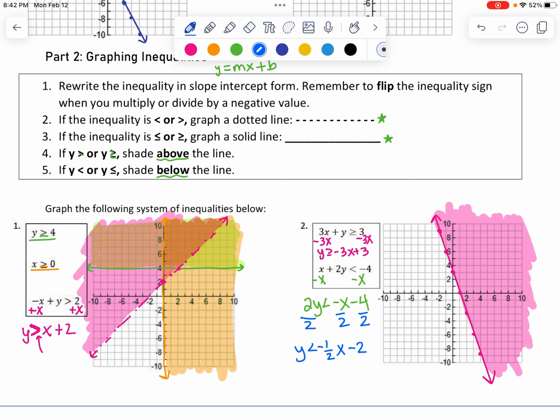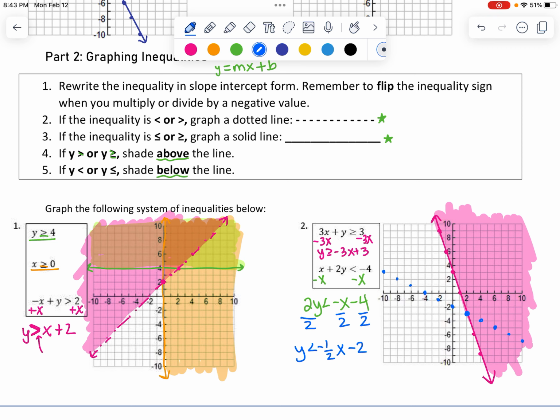All right, and we're ready to plot this. So I'm going to start with the y-intercept at -2. And we have a slope of -1/2. That means I'll go down 1 over 2, down 1 over 2, down 1 over 2. I can keep going. And then we can also go in the opposite direction. Up 1 over 2, up 1 over 2, up 1 over 2.